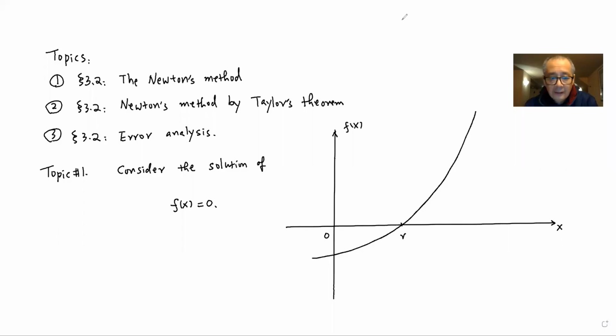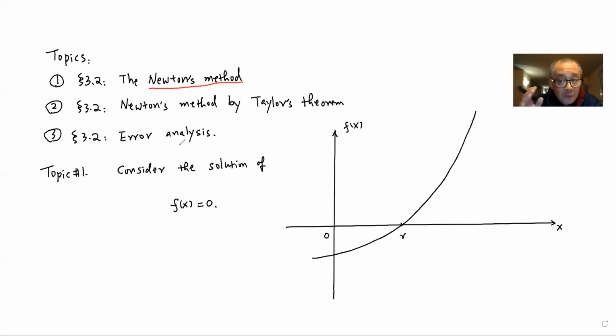Okay, today we study Newton's method. Three topics. First, I present the formula for Newton's method. Second, Newton's method can be derived from Taylor's theorem. And third, I want to show Newton's method is a method of order 2.